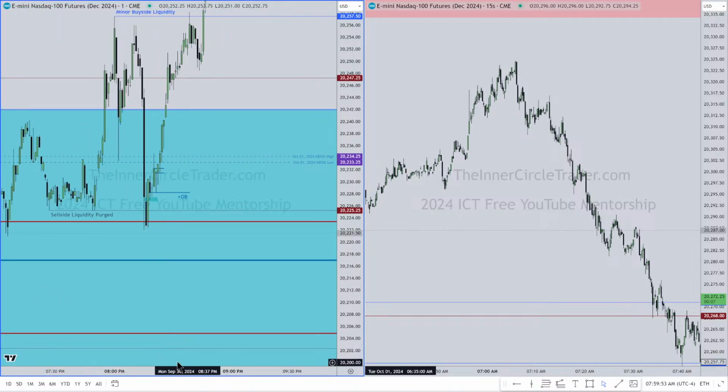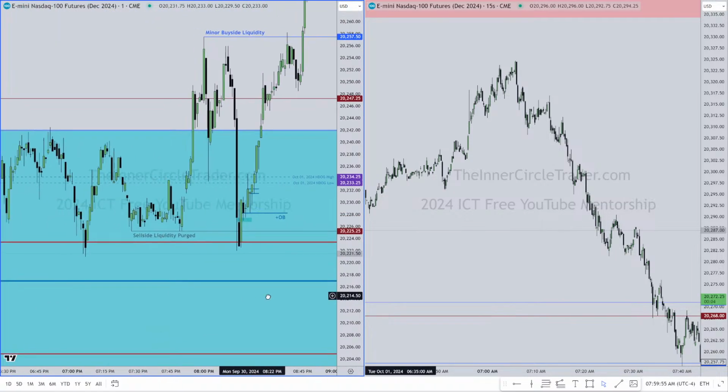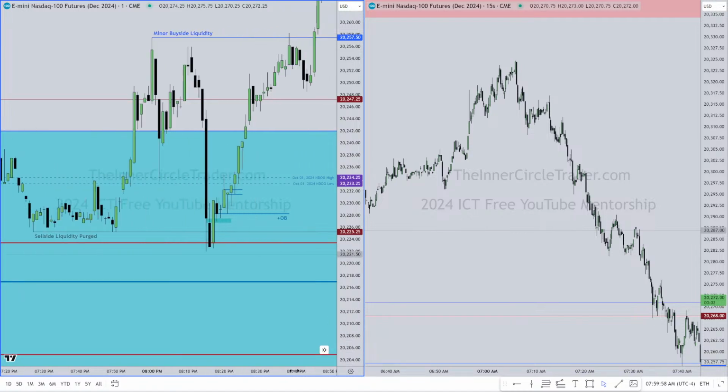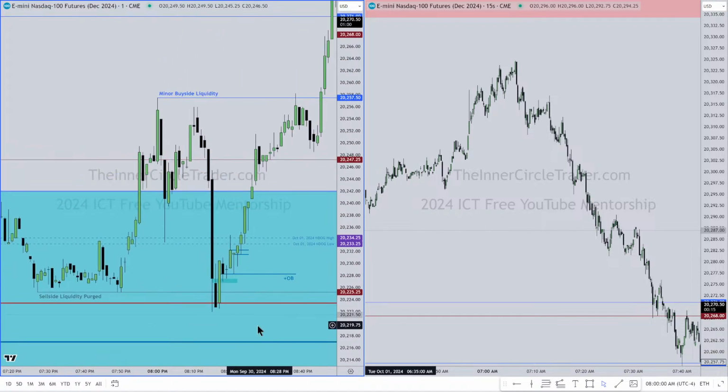notice what happens here. Price drops down from in here. They leave relative equal highs. So what are they doing? They're engineering liquidity. Why is that useful? Because they're going to come down to clean up these smooth lows.